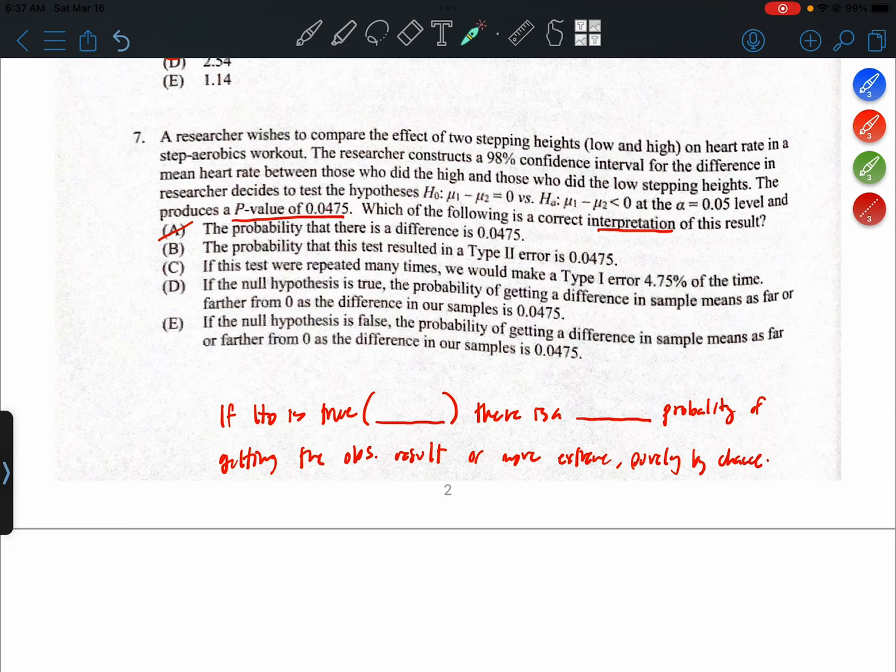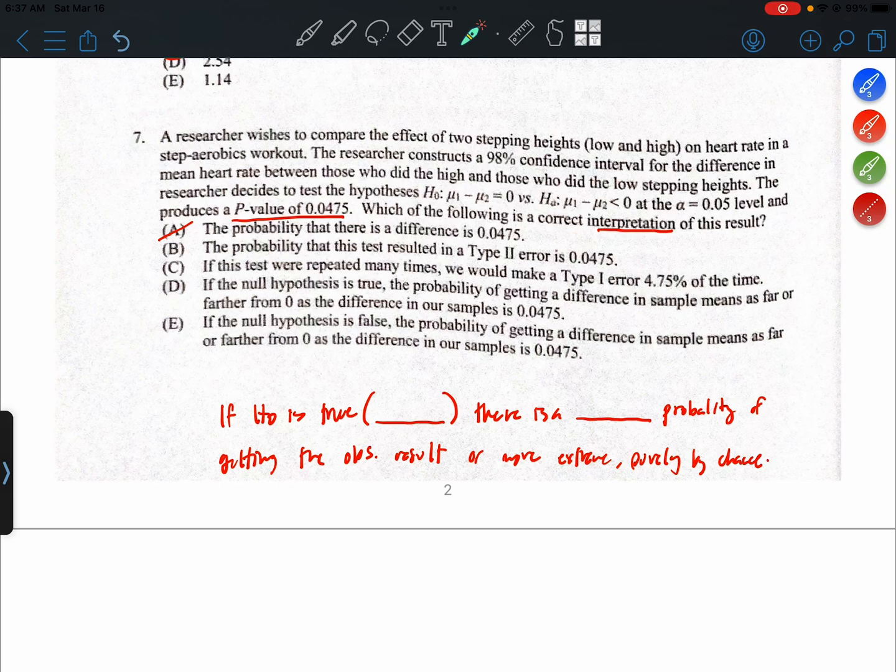So I would say if the null hypothesis is true, meaning there's no difference between the mean heart rates of the two groups, then there is a 0.0475 probability of getting the observed result or more extreme purely by chance. Now in this case, more extreme would be like less than, I guess. All right. Anyways, let's keep going.